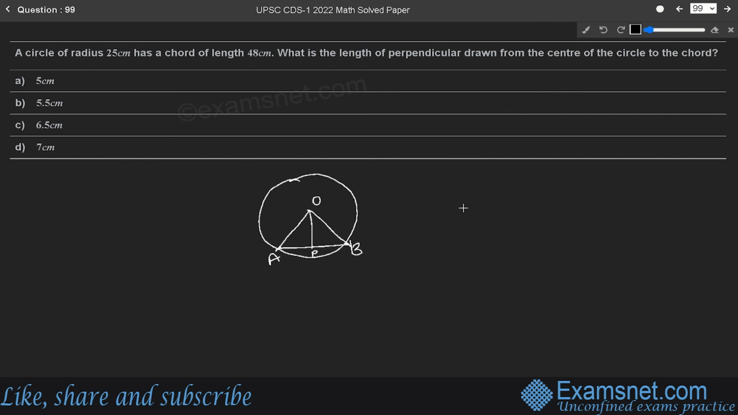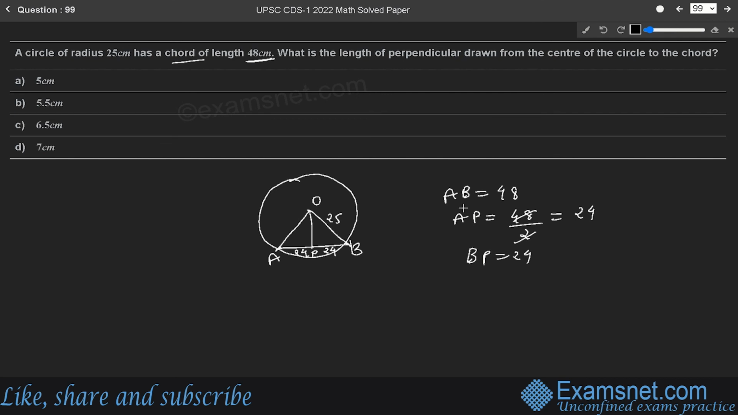Now in the question it is given that the radius is 25 centimeter. So OB or OA will be 25. And it is given that the chord has length 48, which means AB is equal to 48. It means that AP is equal to 48 by 2, which is 24. Similarly, BP will also be 24. So this is 24 and again this is 24.